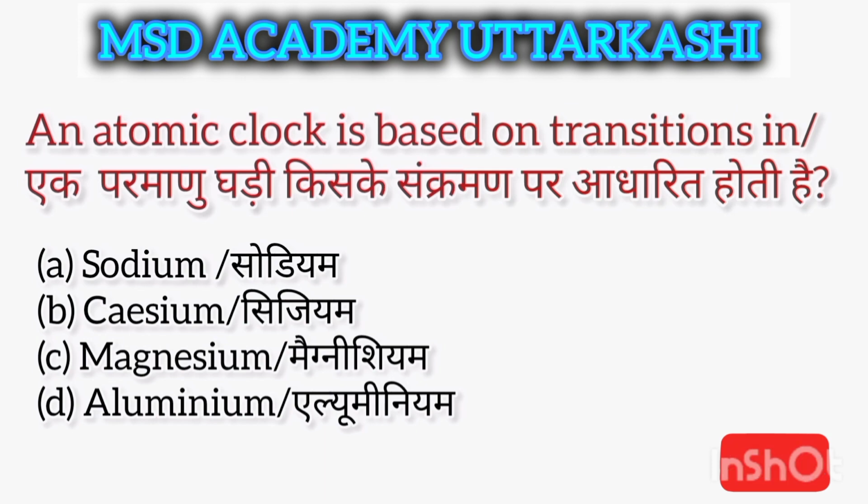Next question. An atomic clock is based on transition in option A sodium, option B cesium, option C magnesium, option D aluminium. So the correct answer is option B cesium.